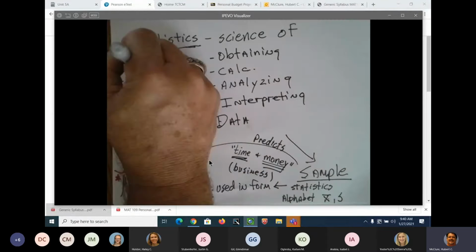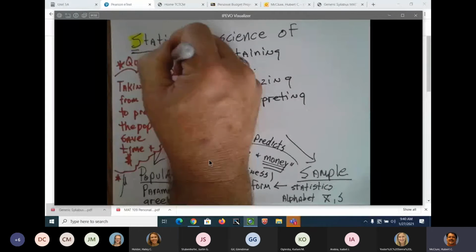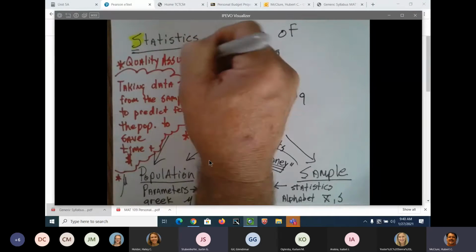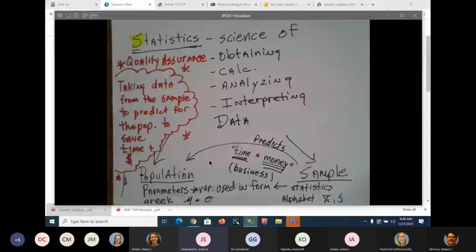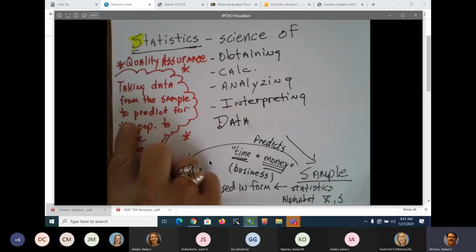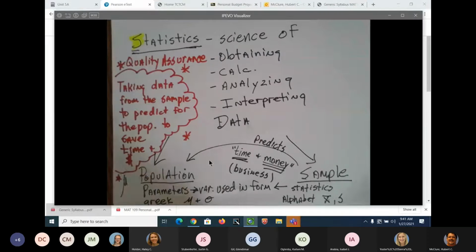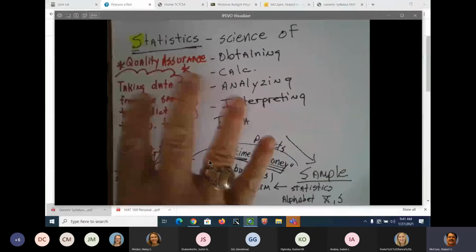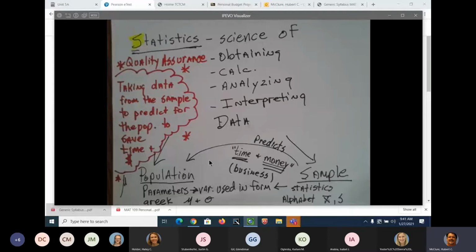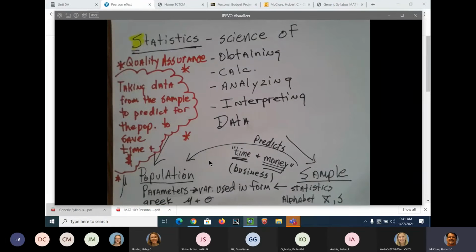Anybody ever heard of that? Yeah, I've heard of it. Where have you heard of it? Just curious if you remember. Just in life, I don't know. Okay, just heard somebody talking. Yeah. Quality assurance: taking data from the sample to predict for the population to save the company time and money. And that's basically what uppercase Statistics and Probability does. All right, let's move on.